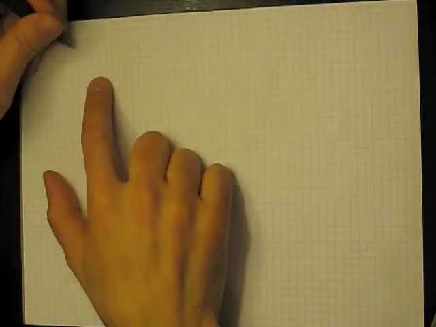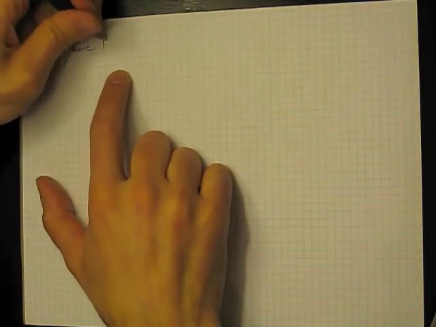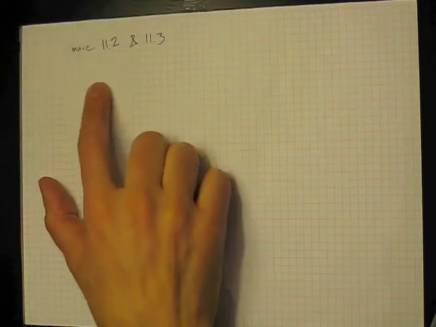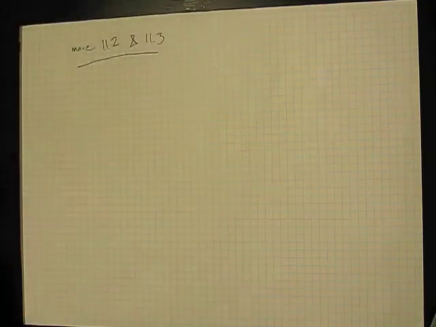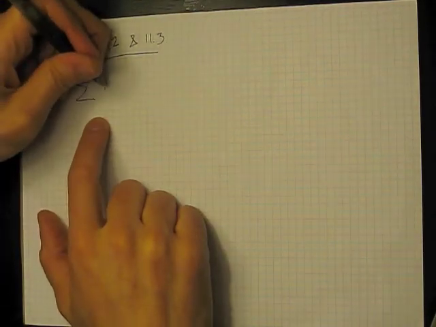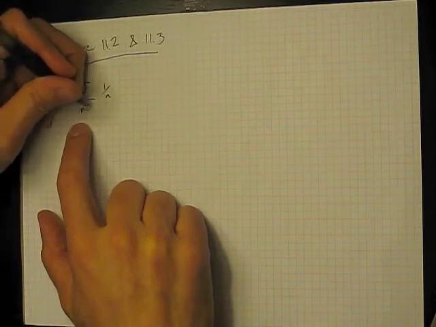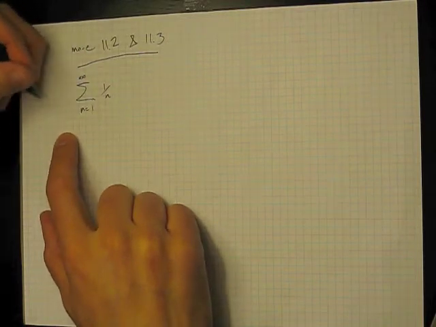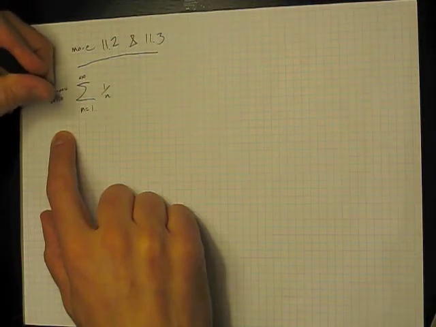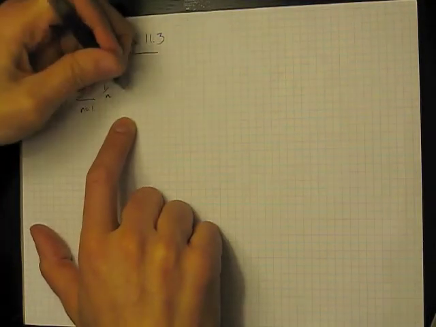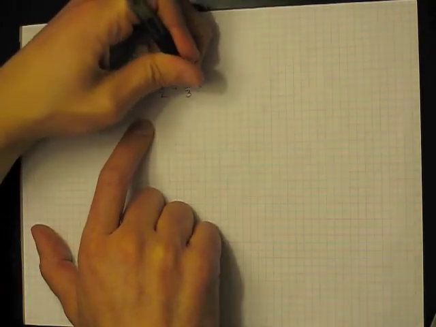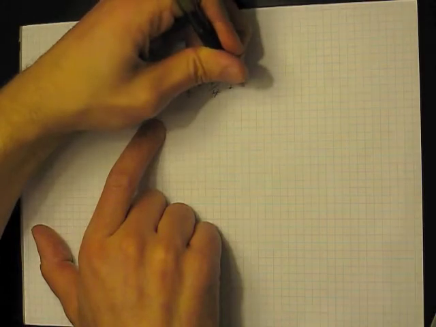Okay, I'd like to talk very, very quickly about section 11.2 and maybe 11.3 from the textbook. I want to think about one specific series. This is called the harmonic series. It's a series that starts at 1, and we add a half, and we add a third, and we add a quarter, and so on.